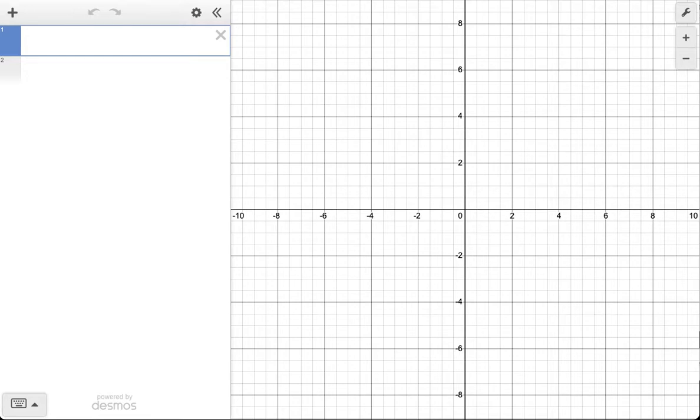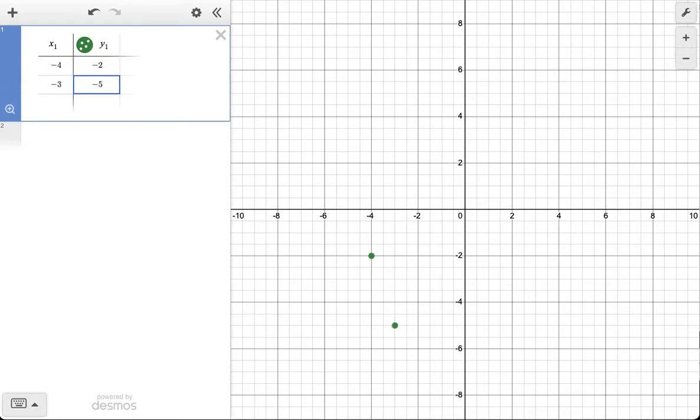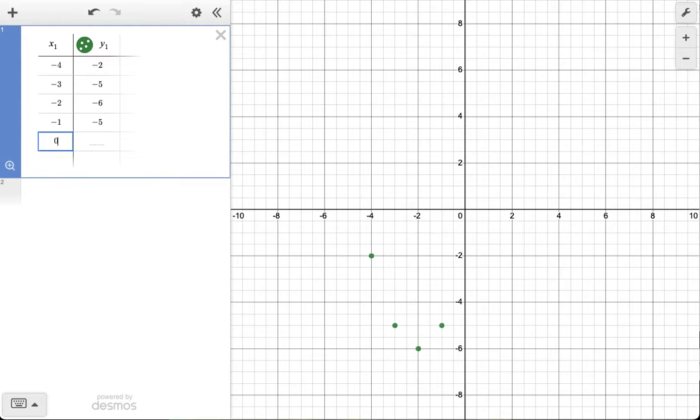I'm going to put a bunch of coordinates into Desmos, but what's important is that I put them not as separate coordinates, which if I wanted to, I could plot a coordinate like that in parentheses, but I don't. I want to put them in as a table of values, so that way they're organized together. I'm just going to put a bunch of coordinates in here. -4, -2, -3, -5, -2, -6, -1, -5, and 0, -2.